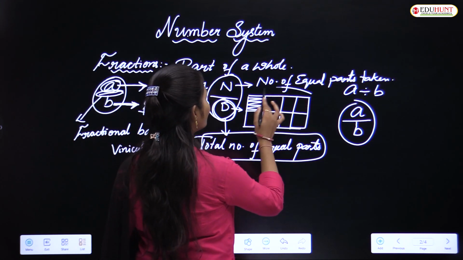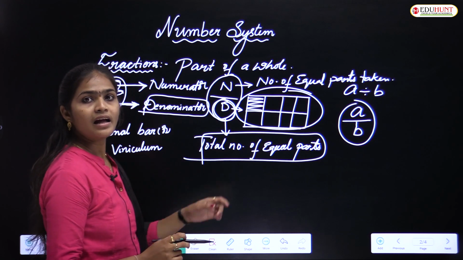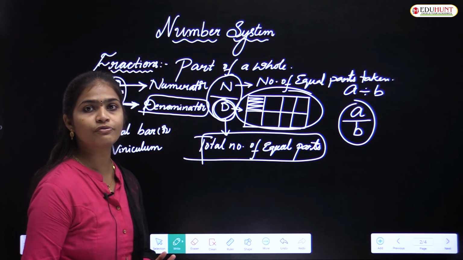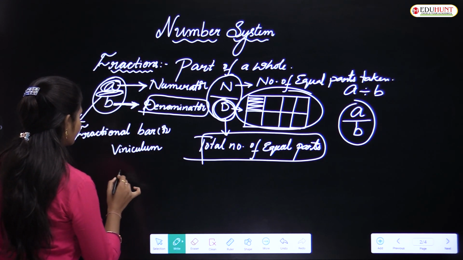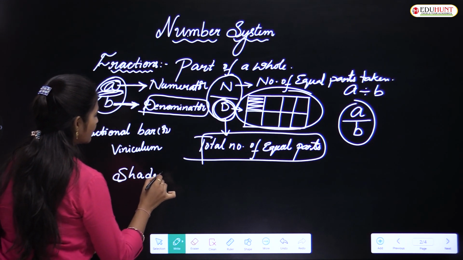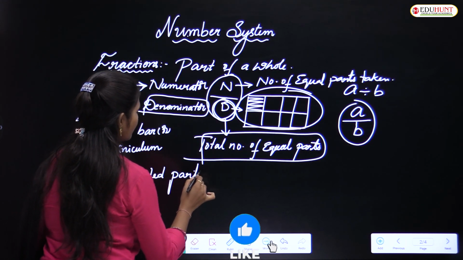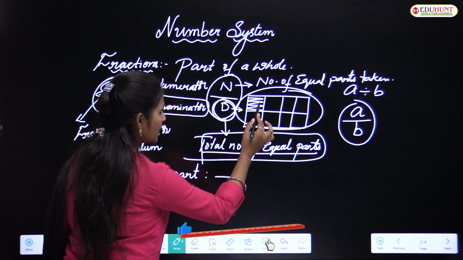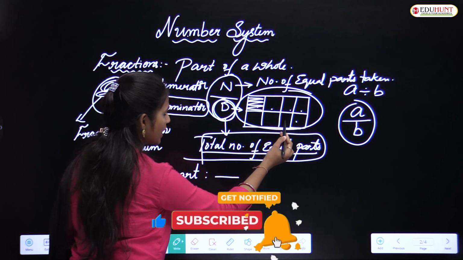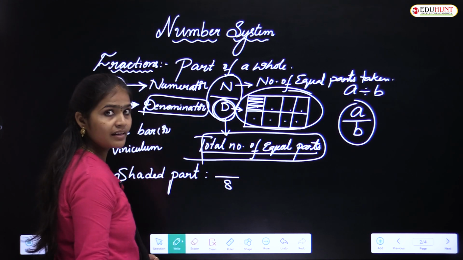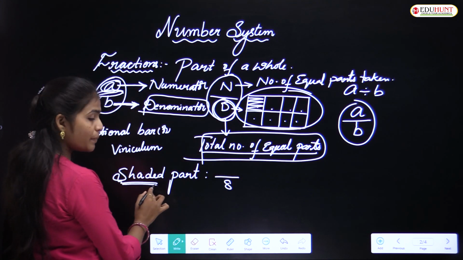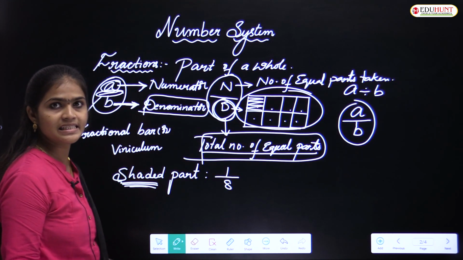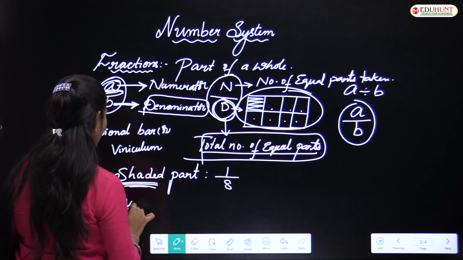Now I want to represent this. Out of 8 equal parts I shaded only one part. I want to write the fraction for the shaded part. How to write that fraction? See the total number of equal parts. How many equal parts are there? 1, 2, 3, 4, 5, 6, 7, 8. There are 8 equal parts. Out of 8 equal parts, how many parts did I shade? Only one part. So that is 1 by 8. Okay. Now the unshaded part.